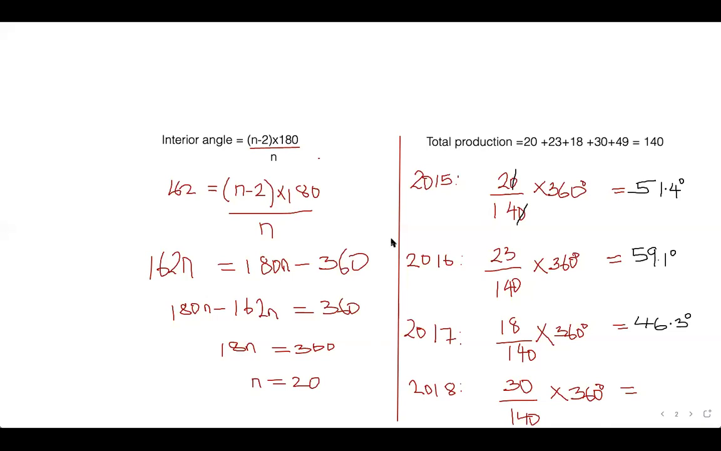Or if you have the interior angle, you equate it to 360 over n, where n is the number of sides. Or you can as well use interior angle equals (n minus 2) times 180 over n. So any equation that is convenient according to the question is what you use. But your n in that equation will be the number of sides.